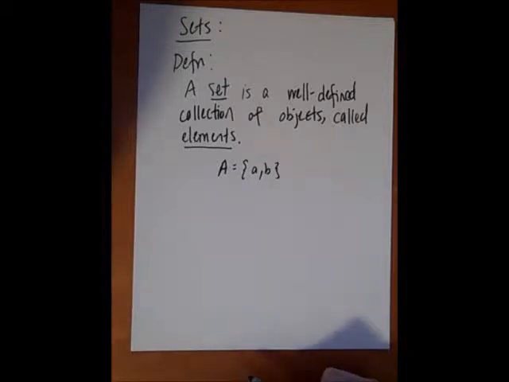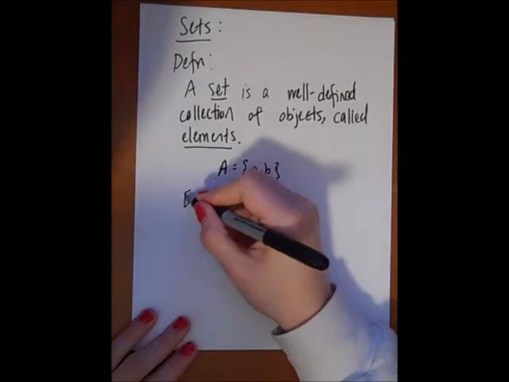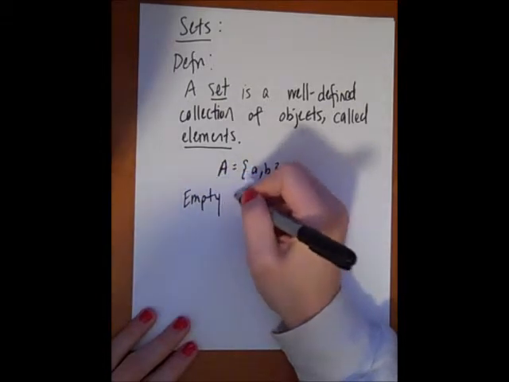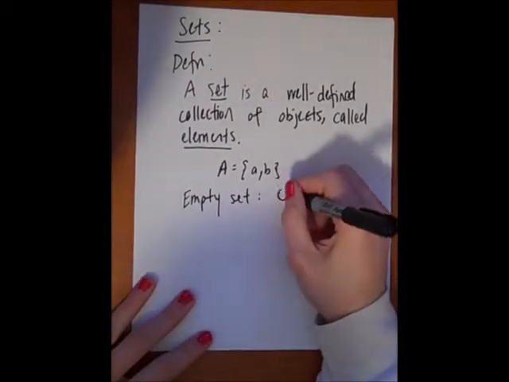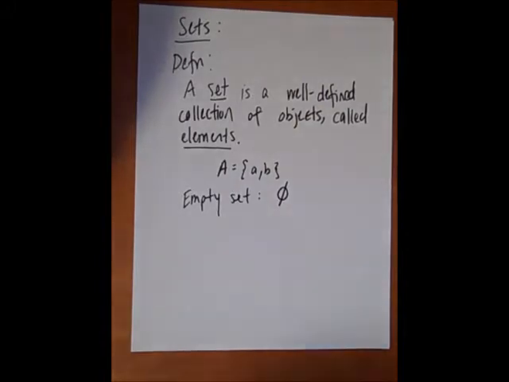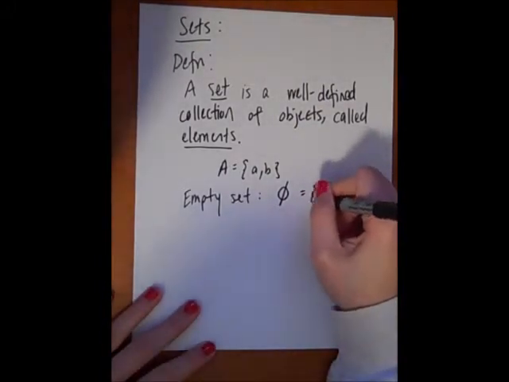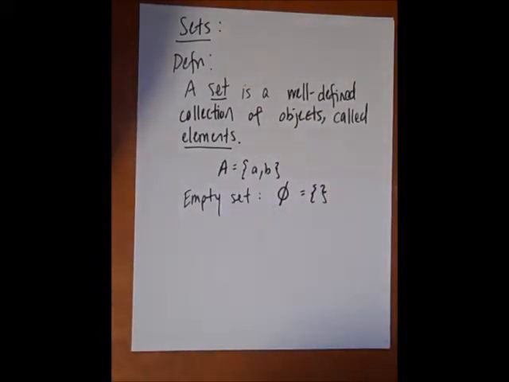There is a special set, and that's called the empty set. The empty set is exactly what it sounds like. It is the set that contains nothing, and it has a special notation. That's the empty set. This is the set with nothing in it.